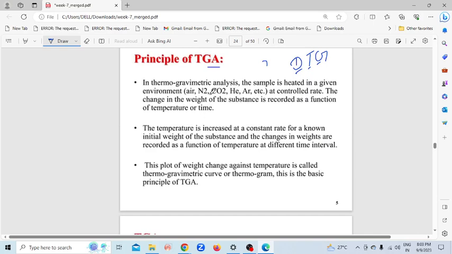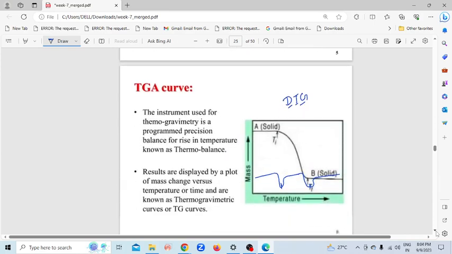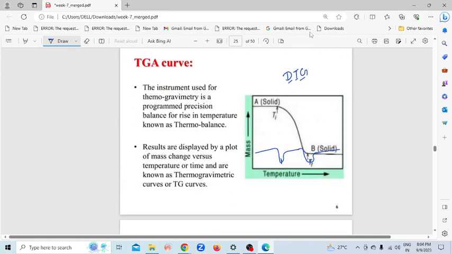Then what is the principle of TGA? We have already discussed. The temperature increases constantly from the initial weight. This is already discussed, so I will not repeat. This is the simple TGA curve. I think it is also clear. Weight loss starts here and ends here. So there are two temperatures, Ti and Tf.